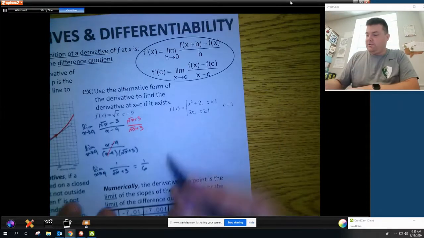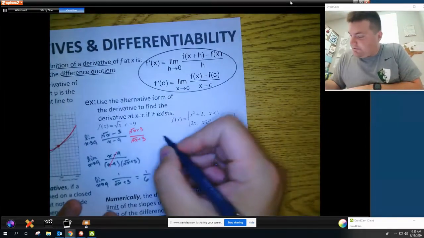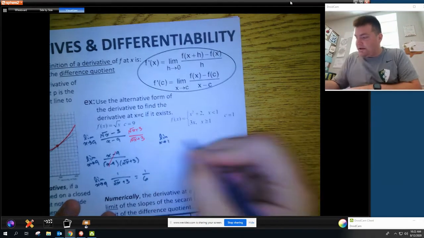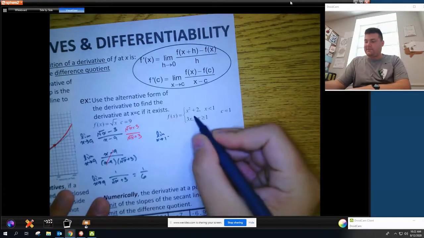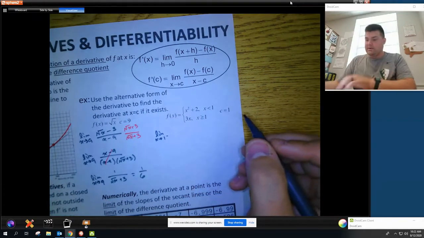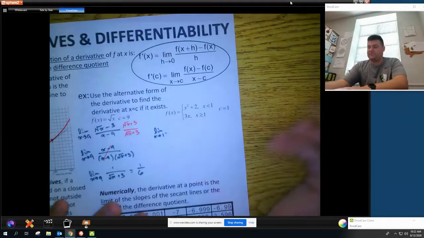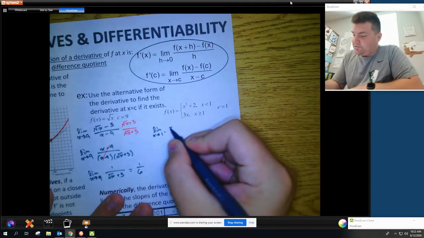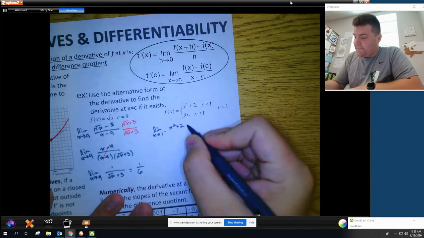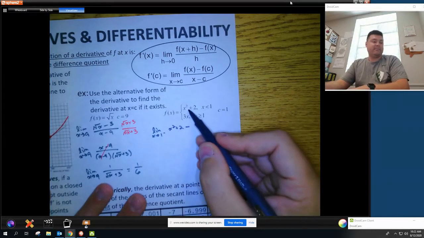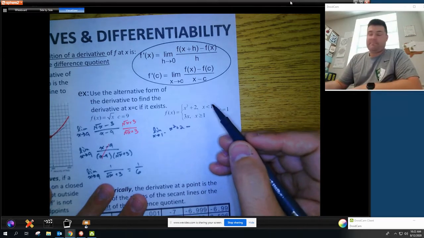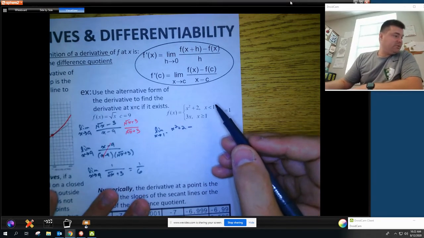Okay, so I need to do one-sided limits at 1. So I'm going to do the limit as x approaches 1 from the left, which is going to give me the top one right there. And I'm using the alternate form here. So I'm going to use this x squared plus 2 minus, plug in a 1 in the top. What do I get? 3. I hope it's 3.